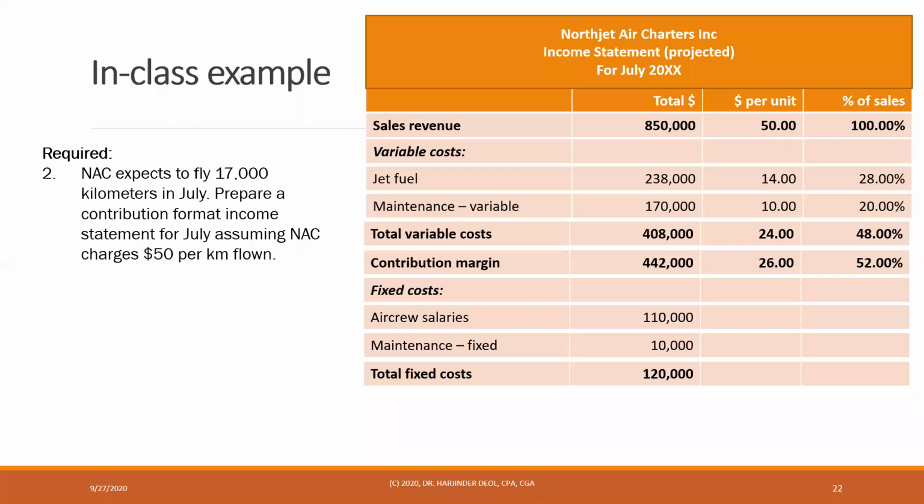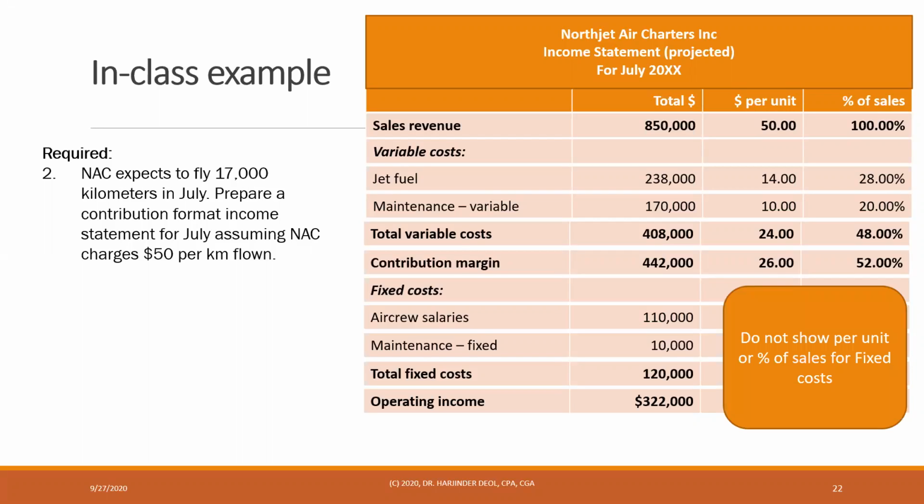That deducted out of your contribution margin of $442,000 leaves us with our operating income of $322,000. Do not show your per unit or percent of sales for fixed cost, as your fixed cost is not tied to the activity level.